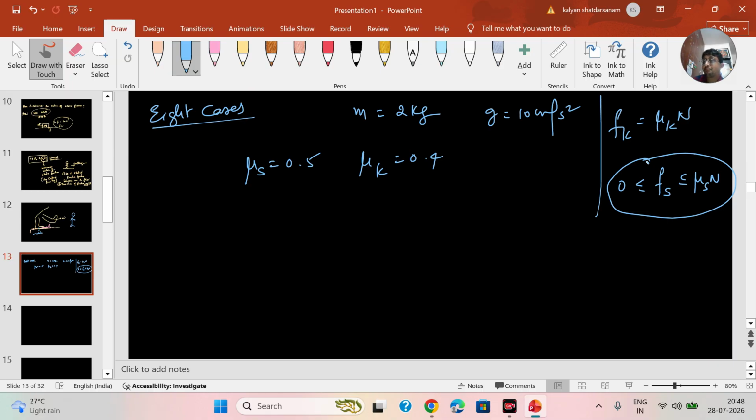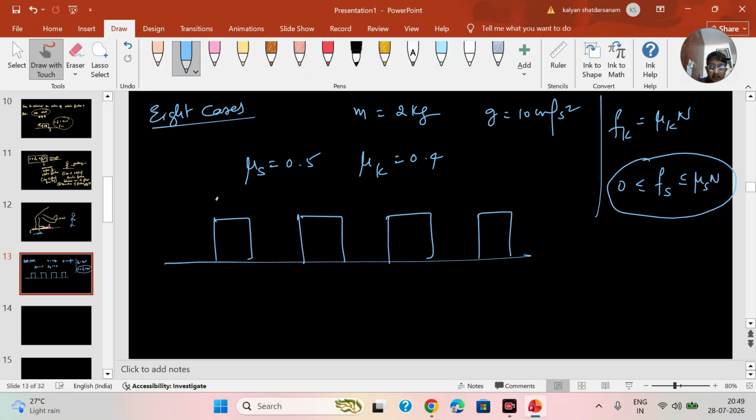The value of static friction, you have to calculate it by applying Newton's second law. Now, I have 4 cases here. In these cases, the block was initially at rest. Okay, it's a 2 kg block.